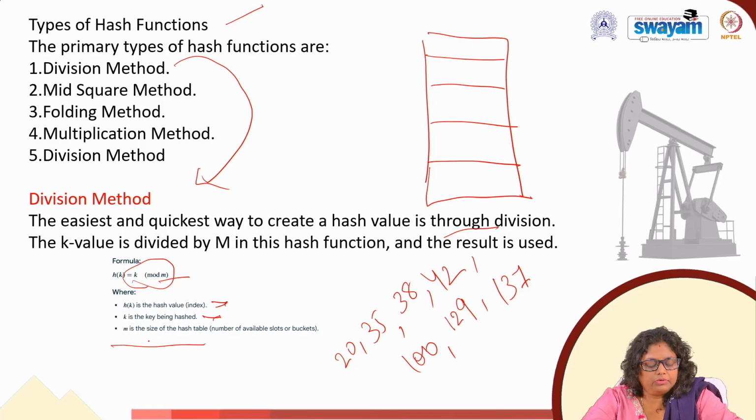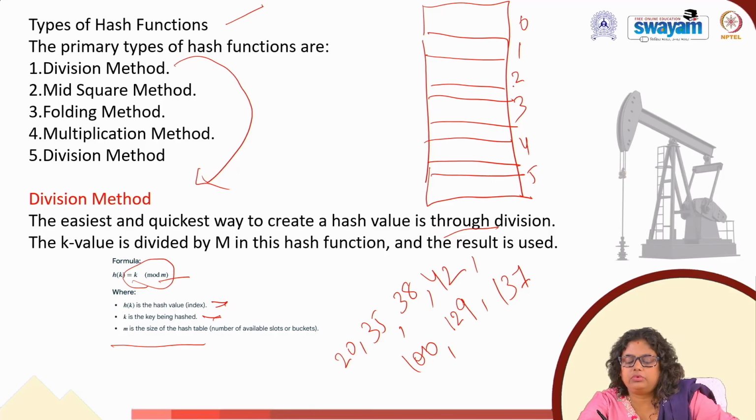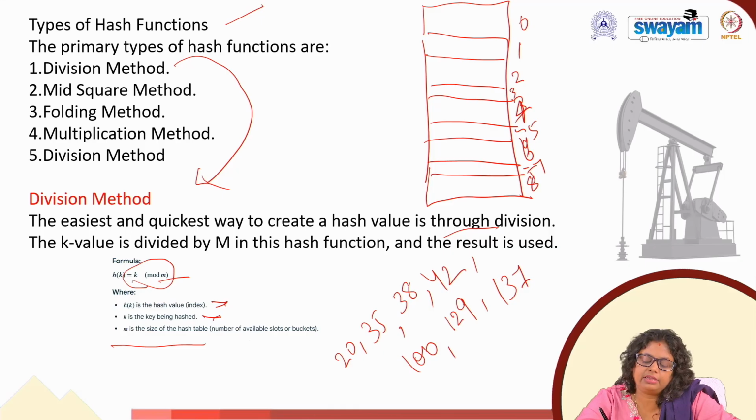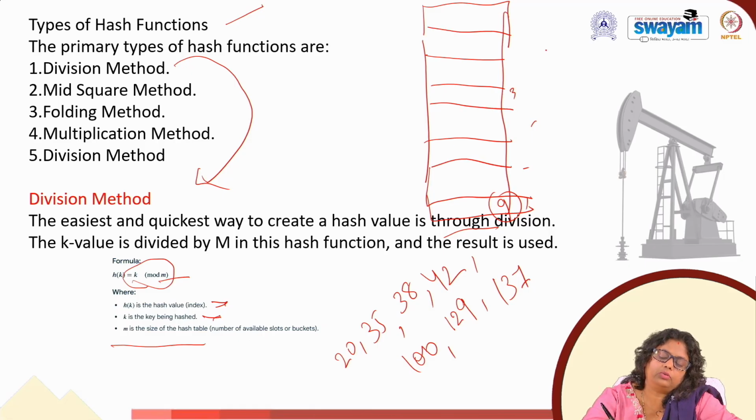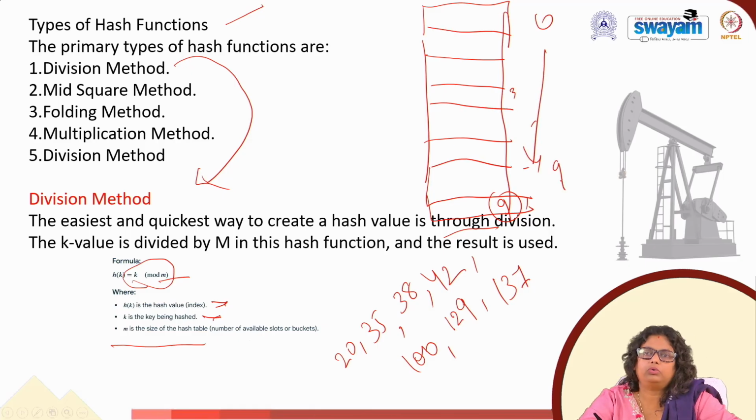First, for the size of the hash table, we want to put it in 0 to 9: 0, 1, 2, 3, 4, 5, 6, 7, 8, and 9. That means effectively we have 10 blocks where we want to put the values. The index will vary from 0 to 9, so 10 slots.